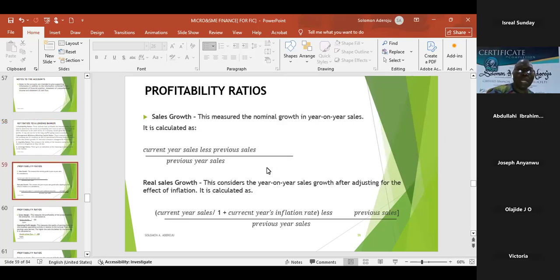So let's now look at the ratios. For the profitability, the first ratio to look at is the sales growth. The formula is the current year sales minus previous year sales, all over previous year sales. So this measures the nominal growth in the year-on-year sales. Why do you think sales growth affects the profit of the business? Anybody?